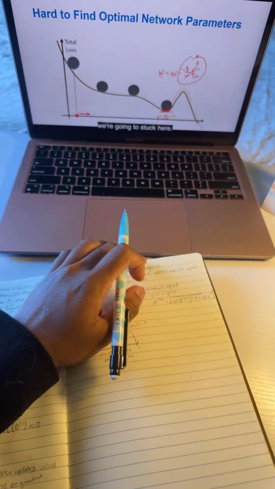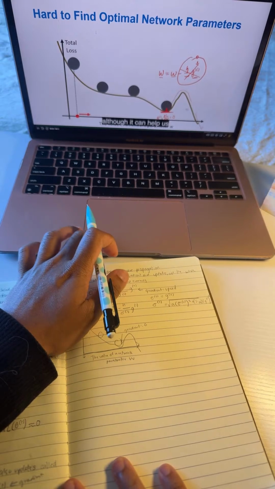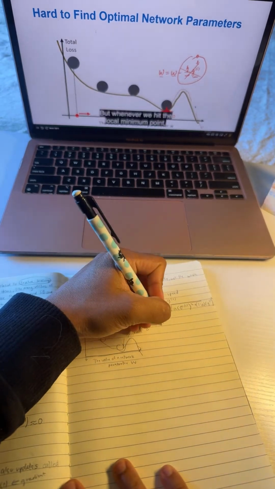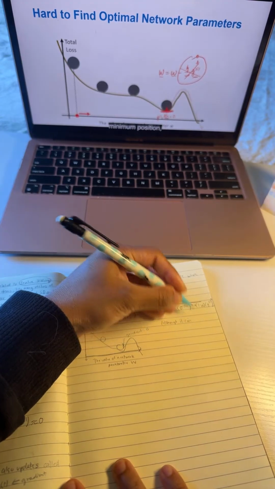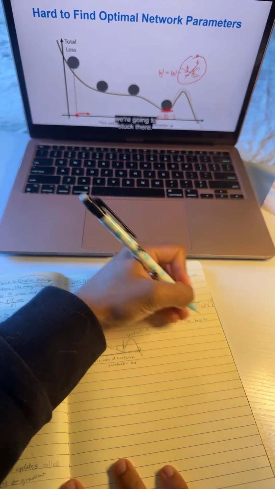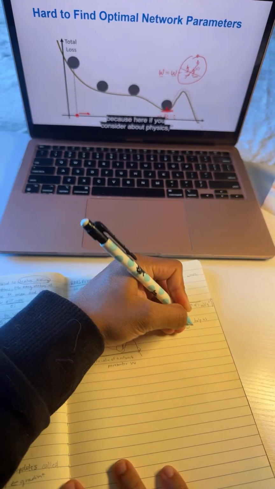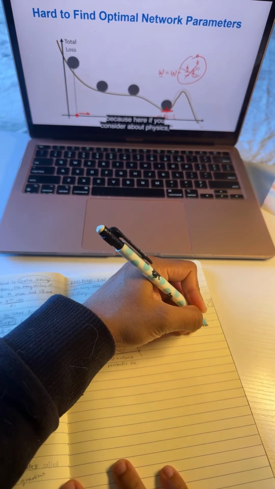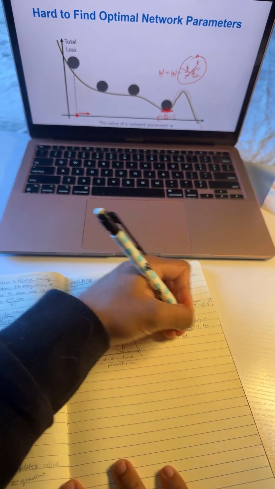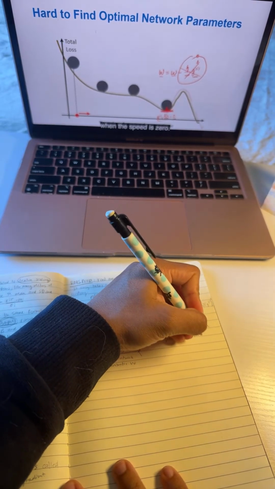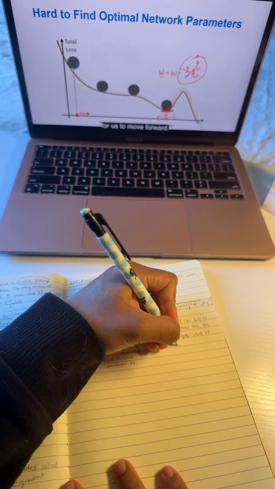So we're gonna stay here. That means gradient descent, although it can help us lower the loss function, whenever we hit this local minimum position where the gradient is 0, we're gonna stay there. There's no way to move forward. If you consider physics, it's like you treat the gradient as a speed. When the speed is 0, there's no way for us to move forward.